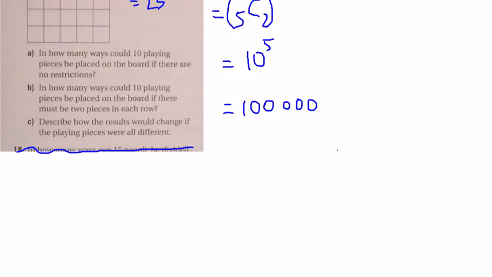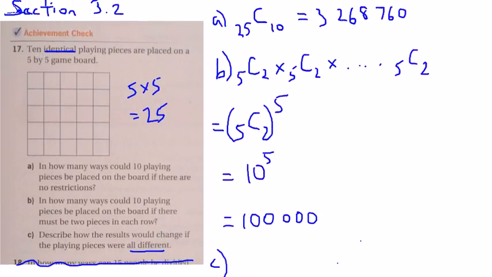Now, part C, describe how the results would change if the playing pieces were all different. Remember, at the beginning of the question it said that the pieces were all identical, but if they were all different, if you actually had 10 different playing pieces, then I guess you'd have to establish the order of those 10 pieces.